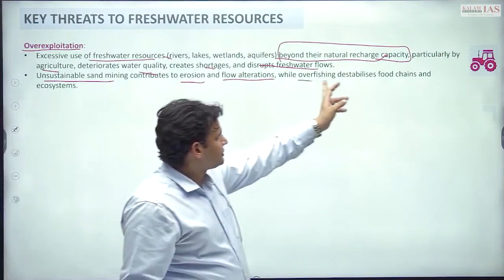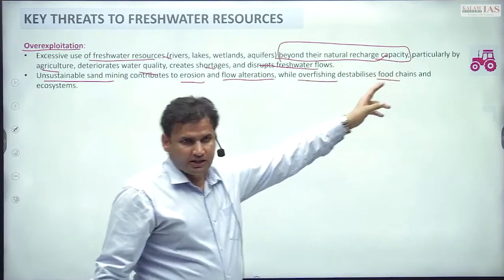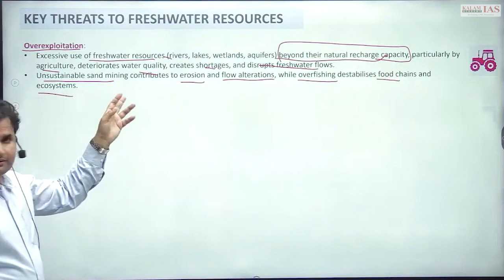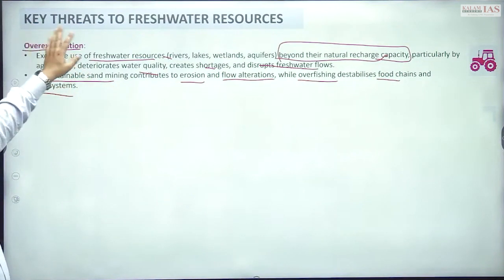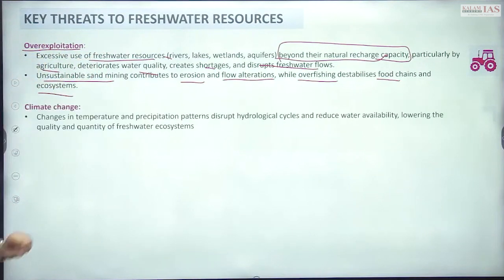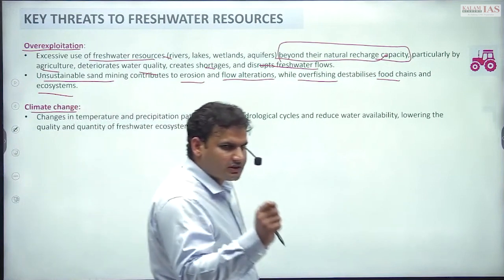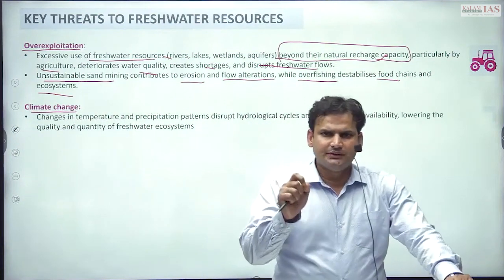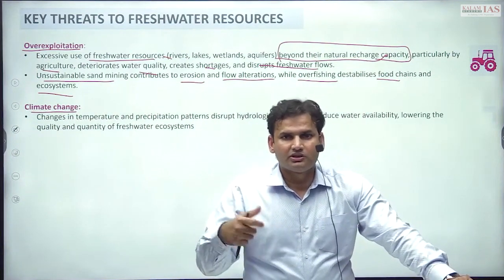While overfishing, it destabilizes food chains and the ecosystems. So this is the first threat to the freshwater resources, overexploitation. Apart from that, climate change. Yes, definitely. Why climate change? Because climate change has severely impacted the hydrological cycle.